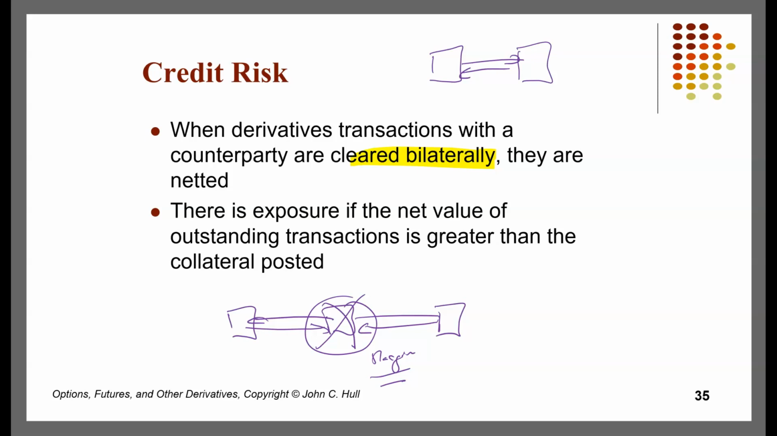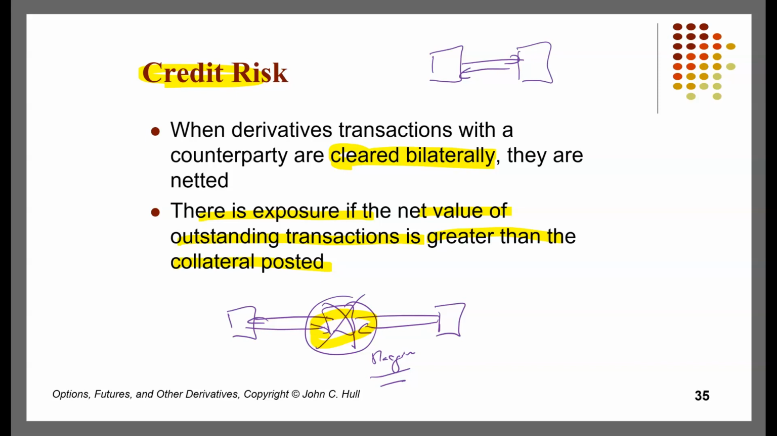And you will have credit risk if your agreement, the swap, has a positive value for you. And so there is exposure if the net value of the outstanding is greater than the collateral posted. That is, if at all there is any collateral. If there is no collateral, then you get exposed to credit risk in a greater proportion.